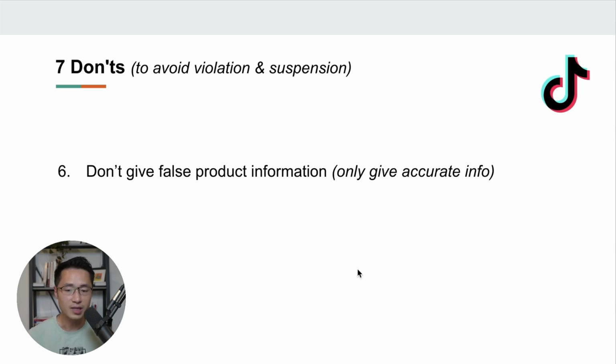And number 6 is don't give any false product information. This is important because you only want to provide accurate info about your product. So make sure that you check the listing to make sure that all the information that you provide is accurate, because providing inaccurate information in your video is against guidelines and you can get a violation from it.